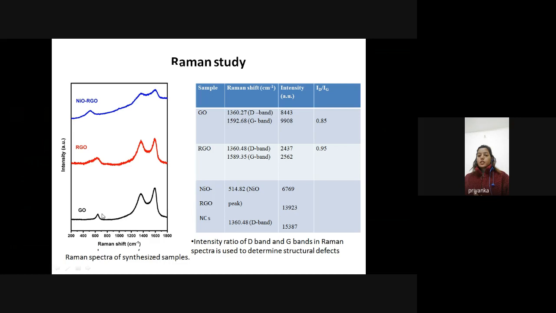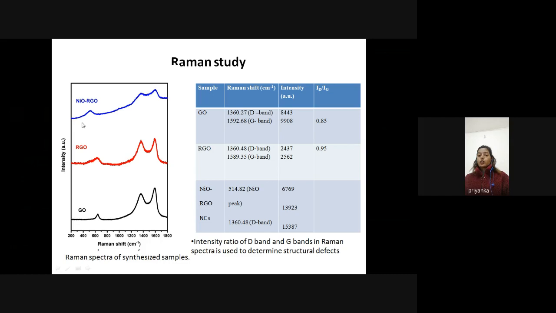The Raman spectra of synthesized GO, RGO, and NiO-RGO is shown in the figure. For GO, we have observed a D band at 1360.27 centimeter inverse, and G band at 1592.68 centimeter inverse. And the intensity ratio of D band and G band is found to be 0.85, and for RGO, the intensity ratio is found to be 0.95. Here, the increased ratio of ID by IG occurs due to the restoration of sp2 carbons. And by calculating the intensity ratio of D band and G band, we can determine the structural defects.